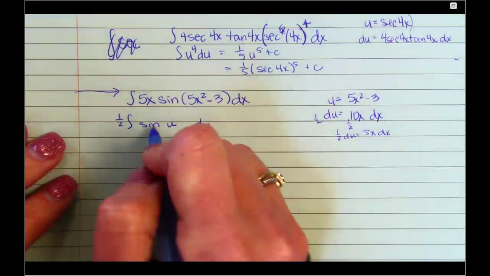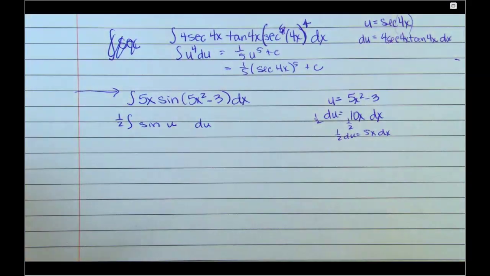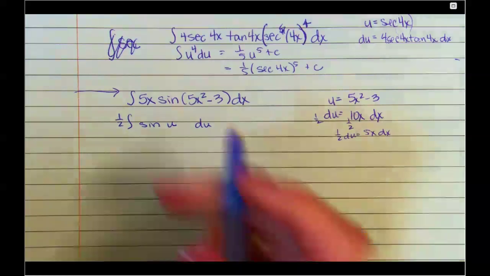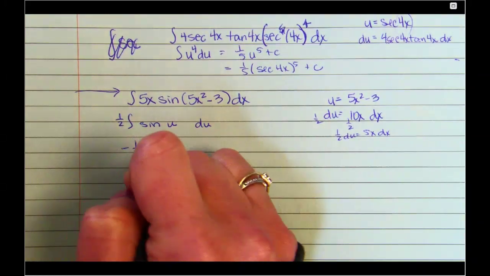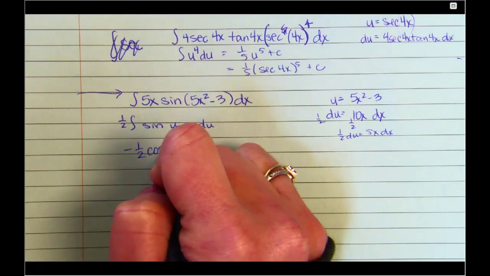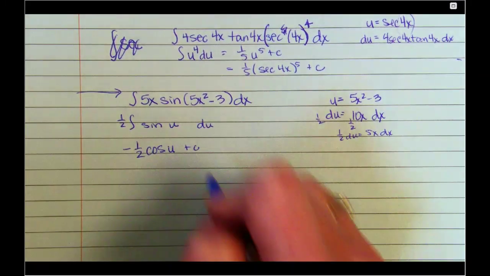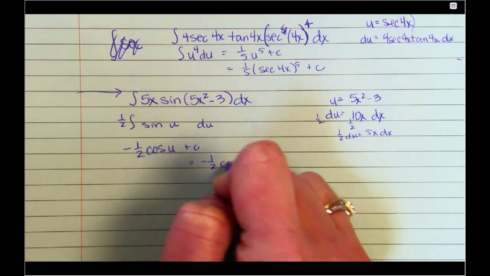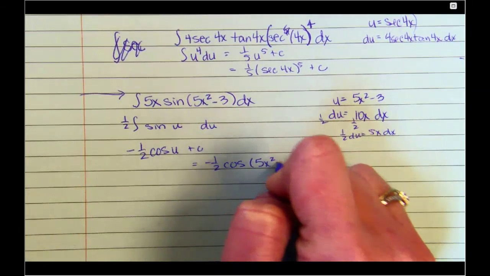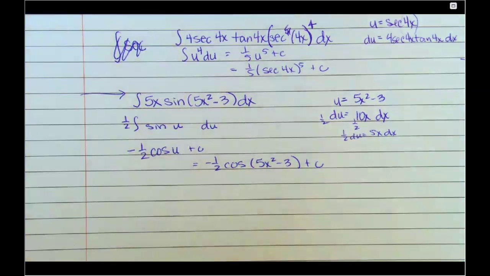Now, what's the antiderivative of sine? Negative cosine. So it's negative 1/2 cosine of u plus C. And then that is negative 1/2 cosine of 5x squared minus 3 plus C. If I wait to add my plus C until the very end, that's not wrong, right? Don't just care, it's the process. Okay. Questions on this? Makes sense.